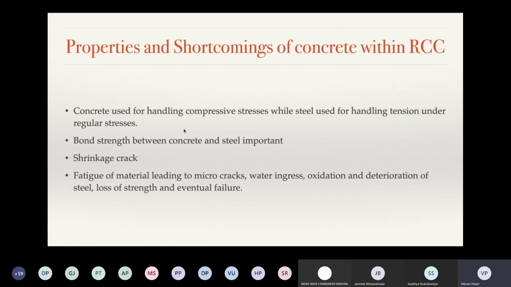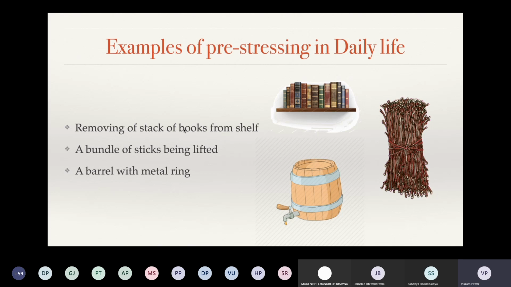Okay. So now, how do you prevent the shrinkage cracks? We have seen stirrup reinforcements and all those things, but at a very micro level, how do you prevent shrinkage cracks? How do you optimize the concrete, or how do you utilize the strength of the concrete to the optimum? That is what we are beginning this chapter with. So what are the examples of pre-stressed concrete? I'm giving you three examples.